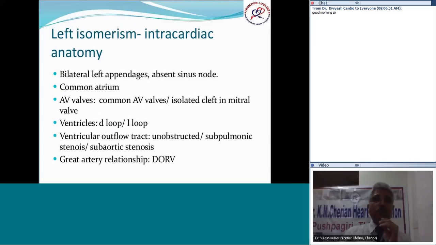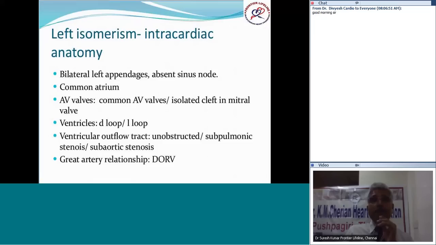So the important point here is that, one, a left isomerism heart could be otherwise normal. Two, it could have a simple lesion. Three, it could also have a complex lesion. Four, unlike right isomerism, it could have a lesion with an increase in the pulmonary blood flow.